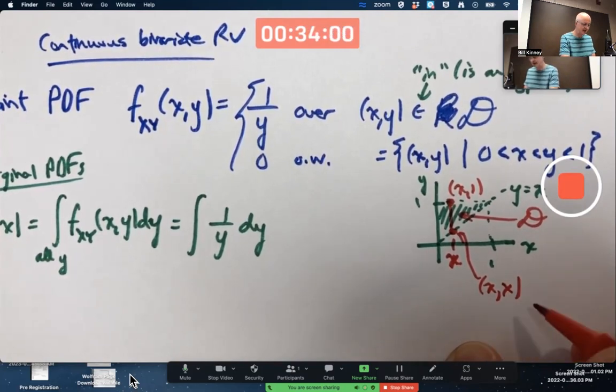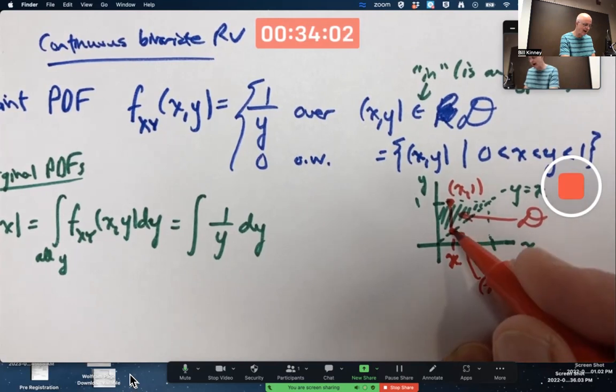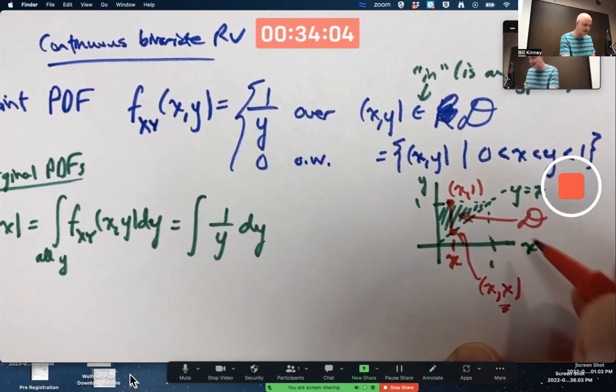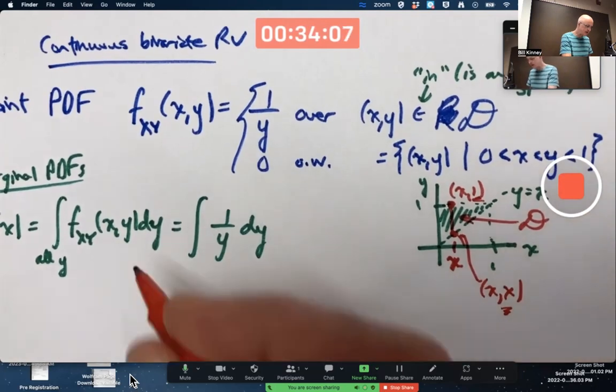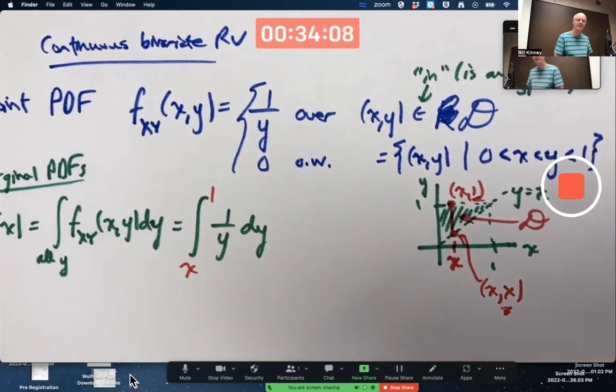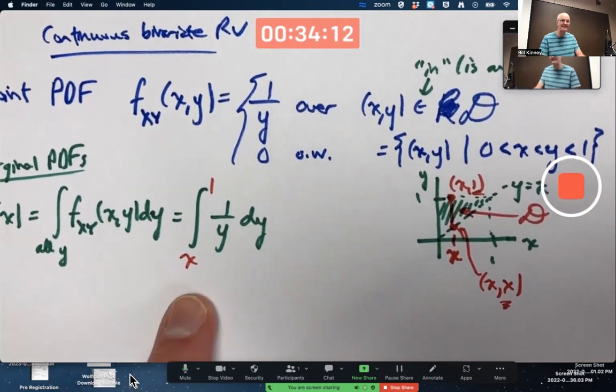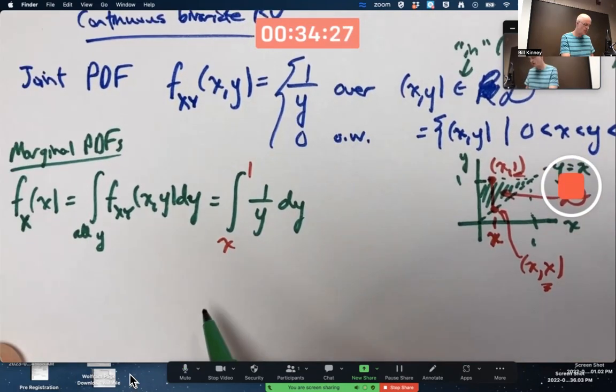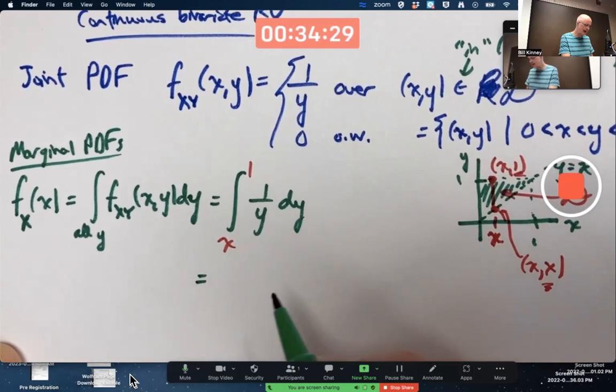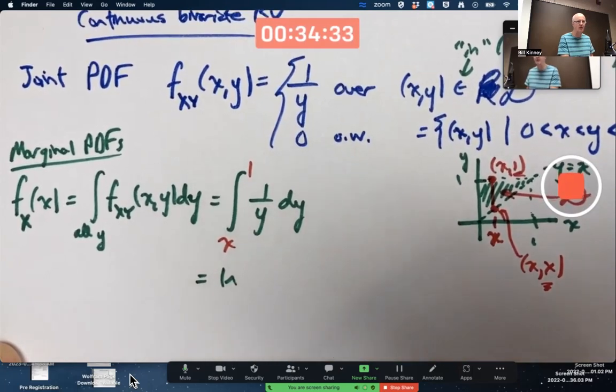For this fixed value of x, y varies from x to 1. Those are the limits of integration. It's okay to have a variable limit of integration here as long as it doesn't depend on y. When you do the integral, pretend x is fixed, though. Integrate 1 over y, we've got natural log of the absolute value of y plus c.